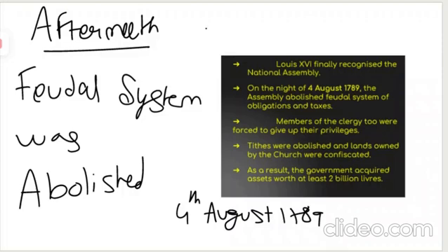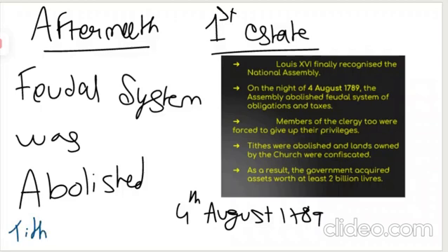And the members of the clergy, the first estate, were also told: no, you are not going to get any privileges now. You have to give up your privileges. No privileges by birth. Now, tithes. What were tithes? Tithes, you can pronounce it anyway. What was that? It was a kind of tax.